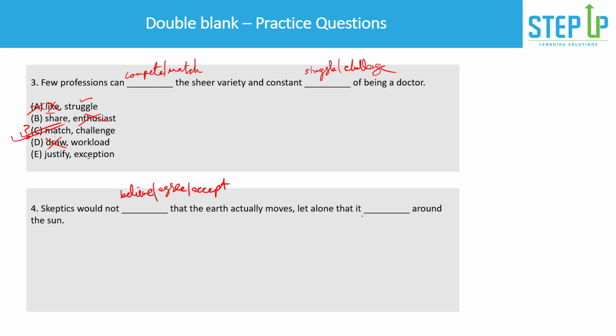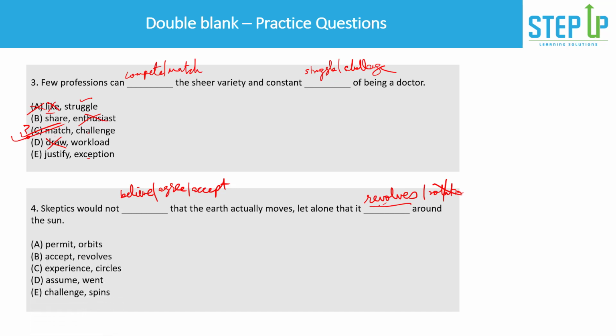So what does the earth actually do around the sun? It rotates or revolves? It is revolves, right? There cannot be any other word. So this is like an easy one. So whichever option says revolve, it will very likely not be rotate, right? Because rotate is on its own axis, right? So not rotate, so revolves. Let's look at the options.